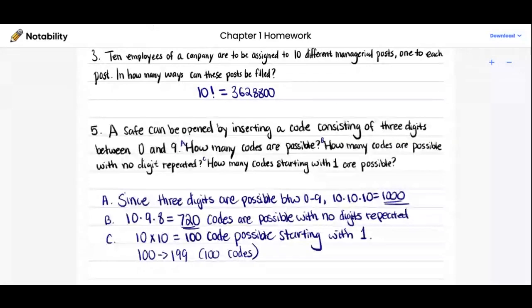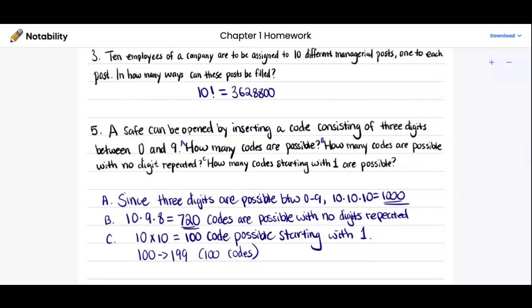A safe can be opened by inserting a code consisting of three digits between 0 and 9. So I labeled the question, part A: how many codes are possible? We have possible digits 0 to 9, that's 10 numbers. So for each digit of the code there are 10 possibilities. So we have 1,000 codes possible.